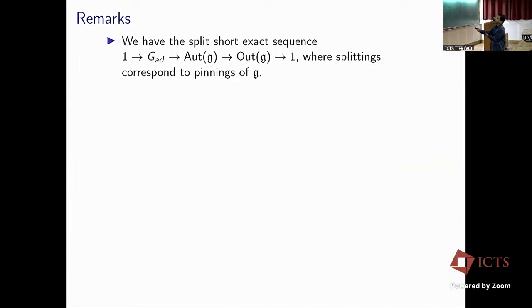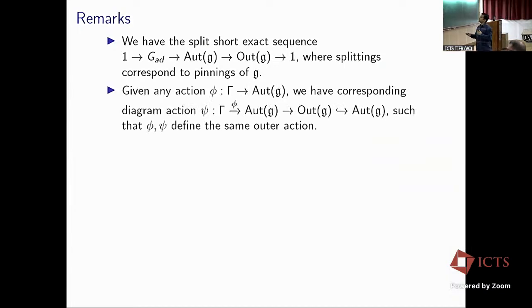If you take the automorphism group of the Lie algebra, it maps to its outer automorphisms, which are the diagram automorphisms. You have a simple Lie algebra, its diagram automorphisms, and G adjoint, the adjoint form of the group, which gives the inner automorphisms. This is a split exact sequence, and splitting basically corresponds to a pinning of this Lie algebra. Once you fix the pinning, those are called the diagram automorphisms, and you put these outer automorphisms inside the automorphisms.